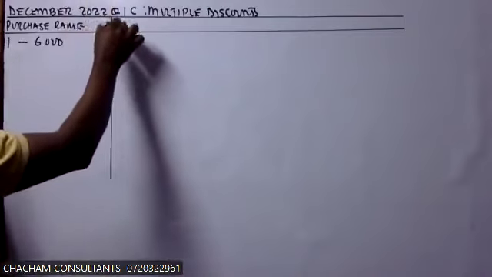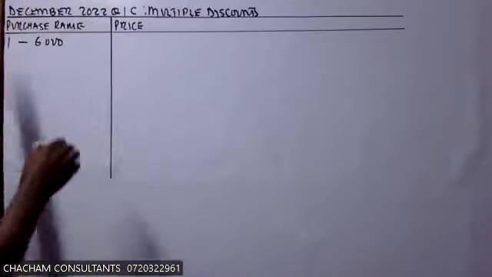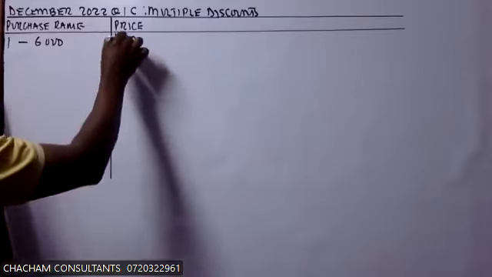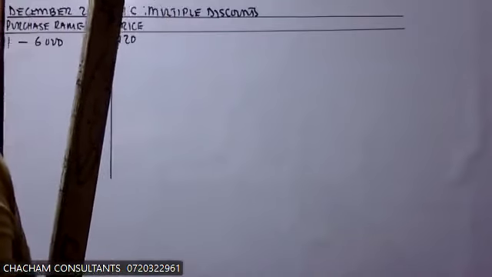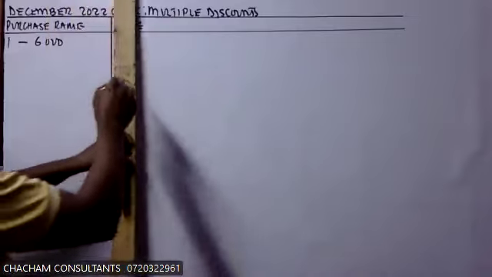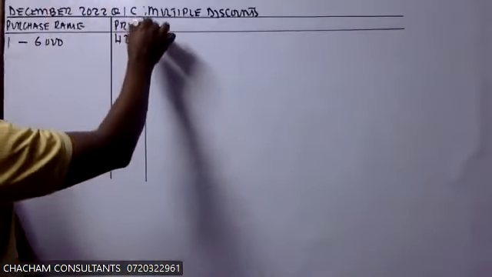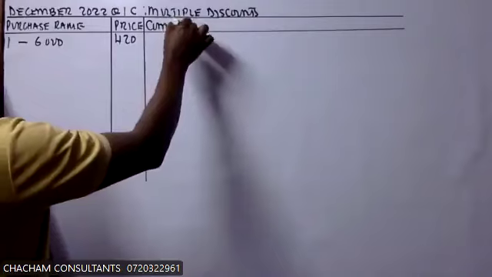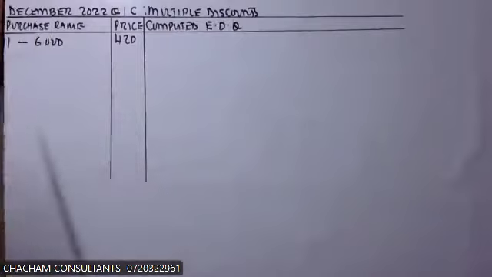Then you bring the price. The price is 420. Now here, they have not given us discount as a percentage, but they have given us the prices that have been reduced. So we are not computing the new price like we did in the other question. Then you get what we call the computed EOQ. And because we had written the formula earlier, I just want to substitute straight.